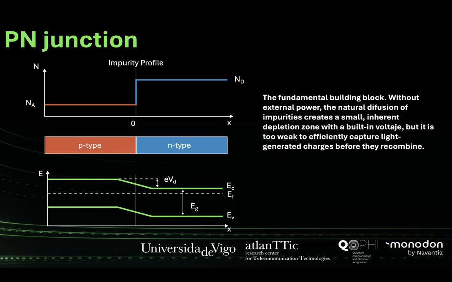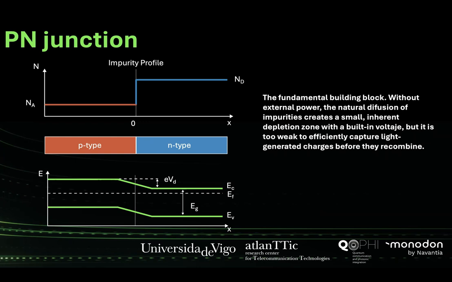The p-n junction is a fundamental building block of nearly all semiconductor devices. It forms when p-type and n-type materials are joined together. Because electrons and holes diffuse across the boundary, a depletion region naturally forms. This region contains an internal electric field. Even without external power, the field already exists. By itself, it is relatively weak. For efficient photon detection, we need stronger electric fields capable of rapidly separating charges before they recombine.